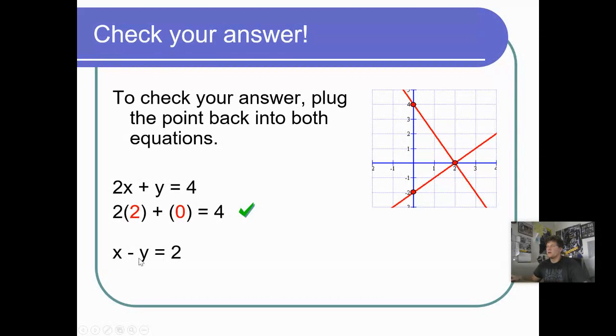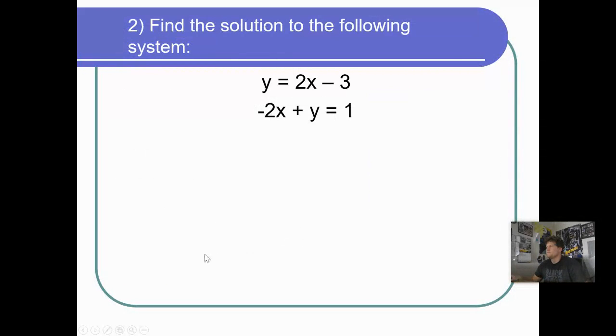Do it again for the second one. I have x minus y. That's 2, comma 0, so 2 minus 0. Is that 2? Of course it is. Since it's true for both equations, we double checked it. We know for sure 2, 0 is our answer.